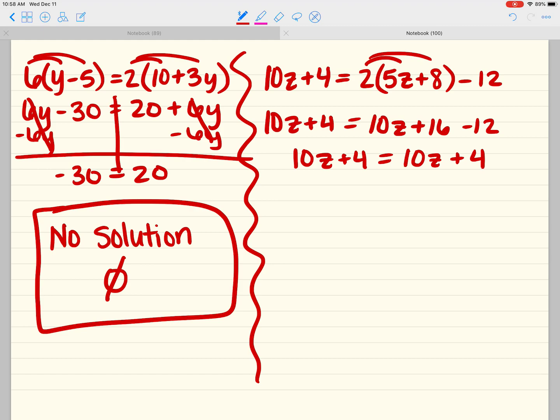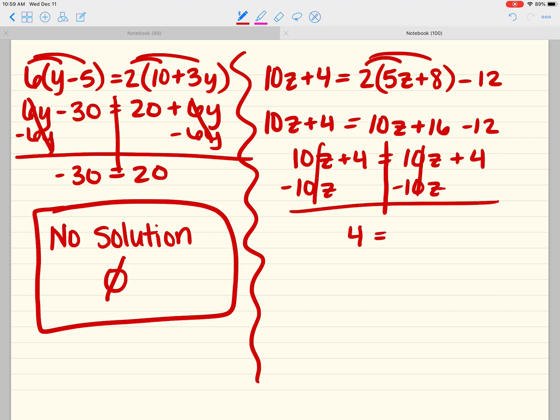Okay, now you should be able to tell pretty quickly what's going to happen. What do I move next? Subtract 10z. Get rid of your variable. So subtract 10z. They do both cancel out here, right? Plus 4. I get 4 equals 4. Now here's what this tells me. When my solution is true, like 4 equals 4, I'm going to say all reals. Okay, the symbol for that looks like this.